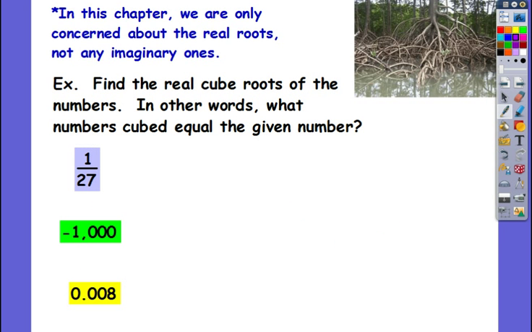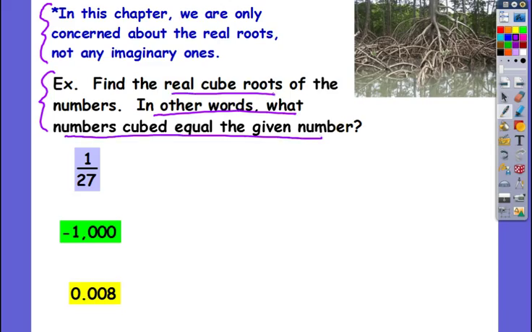So as I indicated in this chapter, we're only concerned about the real roots, not any imaginary ones. And in the directions in your homework, on the tests and quizzes, I'll phrase things like this. If I ask you to find the real cube roots of these numbers, that means, in other words, what numbers cubed equal the given number. That's what it means to find the real cube roots.